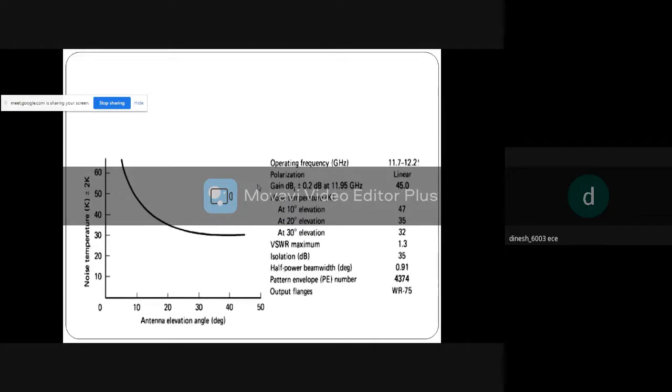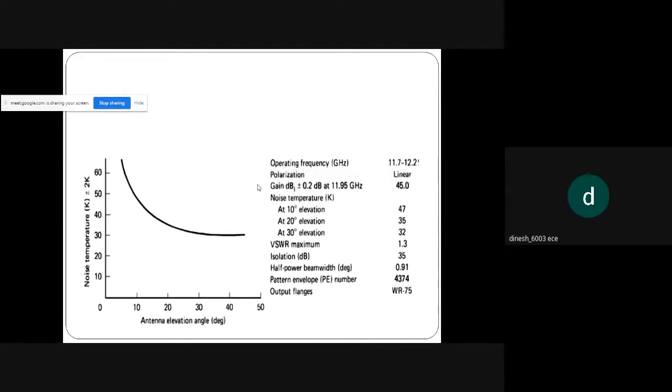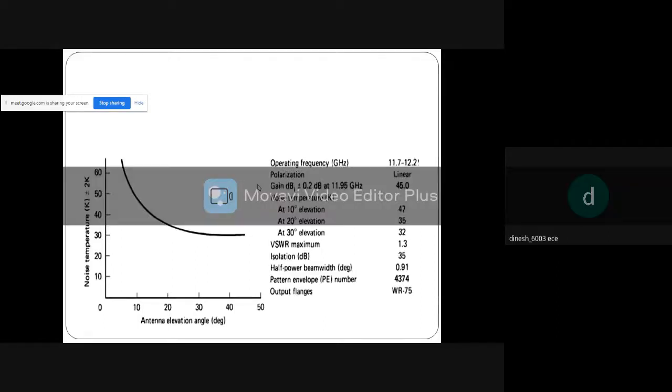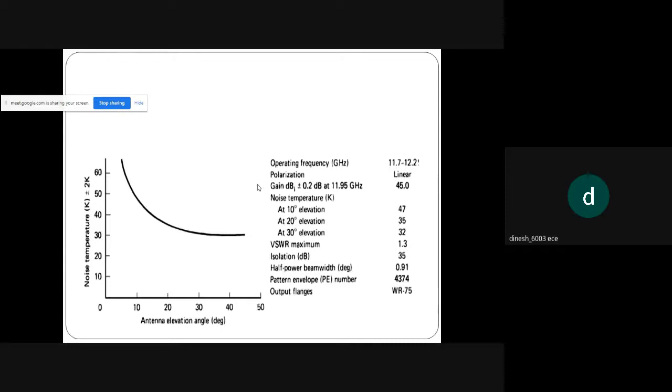Kelvin noise temperature. At 20-degree elevation, we get 35 Kelvin noise temperature. At 30-degree elevation, we get 32 Kelvin noise temperature. The VSWR measurement maximum we get is 1.3. Isolation is a decibel loss of 35. Half power beam width measured in degrees is 0.91. And the pattern envelope PE number is 4374.